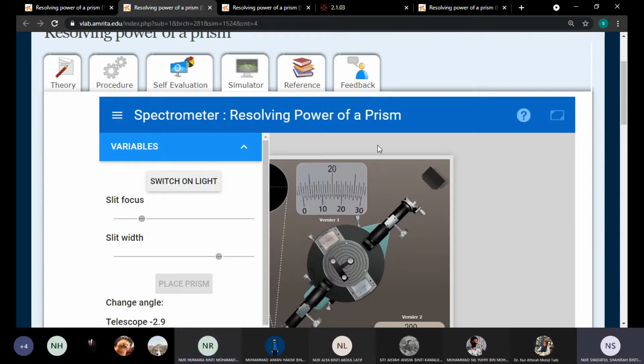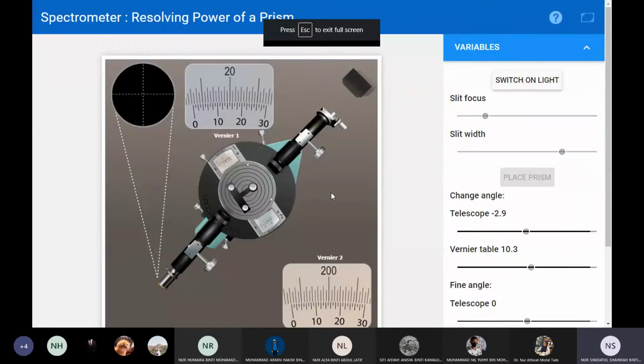Okay, my name is Nur Syadatul Syahira binti Syahrum, matric number 1190962. Then we will proceed to the next part. First, I will introduce the spectrometer first.